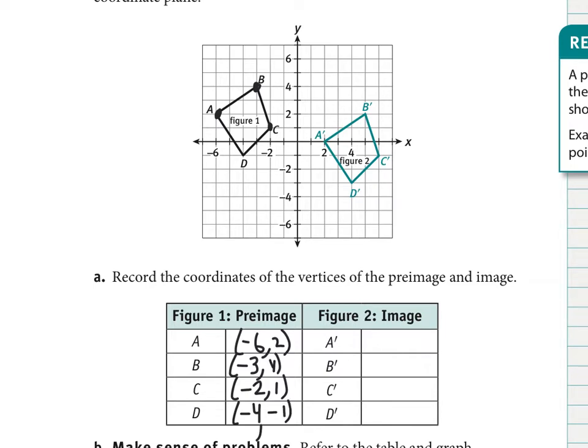All right, and then the same process, let's see what happened in the image now, the greenish blue figure. A prime is over at 2, 0. Okay, B prime was up at 5, 2. C prime, we're out at 6, negative 1. And then D prime down here was over 4, down 3. So 4, negative 3.